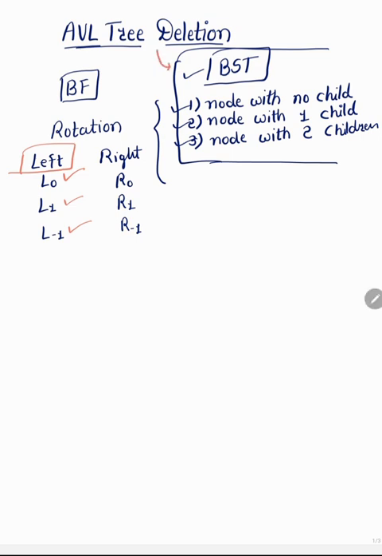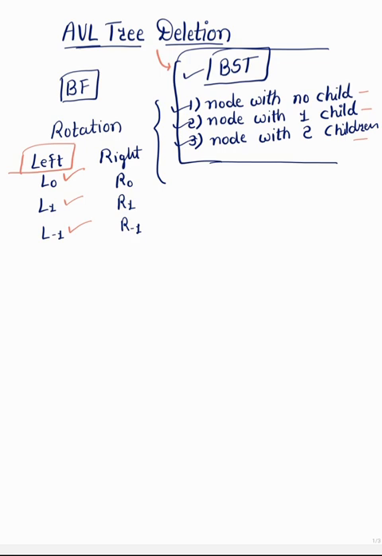in binary search tree deletion. Those three criteria: node with no child, node with one child, and node with two children. If you want to delete a node that does not have any child, that means a leaf node, then you can directly delete it. If you are going to delete a node that has one child, you can replace the value with that particular child, and you can delete that child. So that is node with one child.